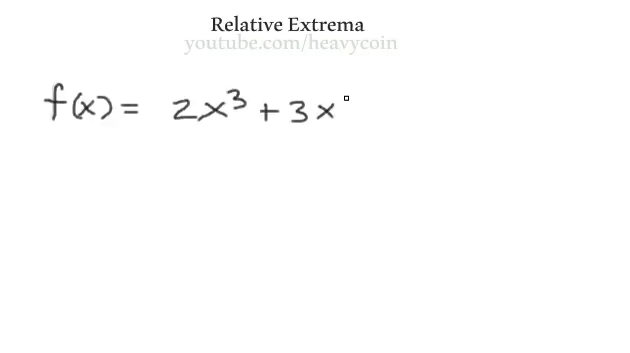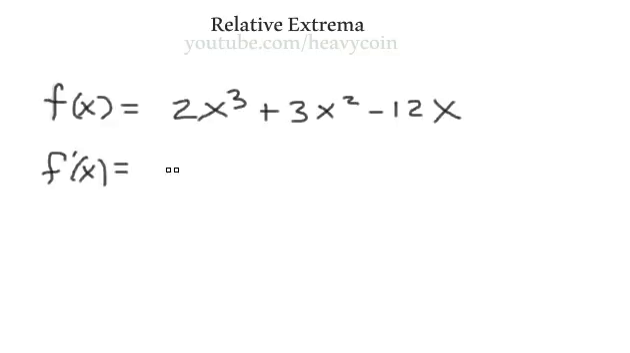Okay, let's say that we have f of x, and we're going to need to make that a little darker, aren't we? F of x is equal to 2x cubed plus 3x squared minus 12x. So the first thing we want to do is take the derivative.